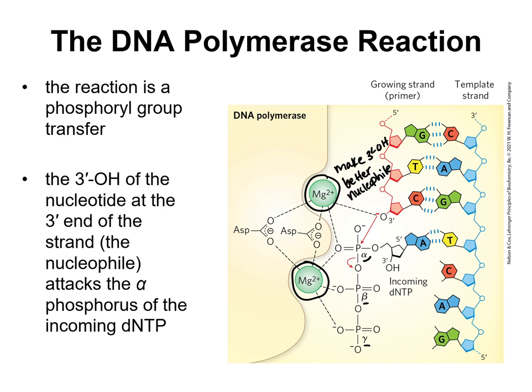The second magnesium ion stabilizes these last 2, this diphosphate, as a leaving group. So it makes it okay for it to leave. Okay, it's all right. It's all right, diphosphate. You can go now.